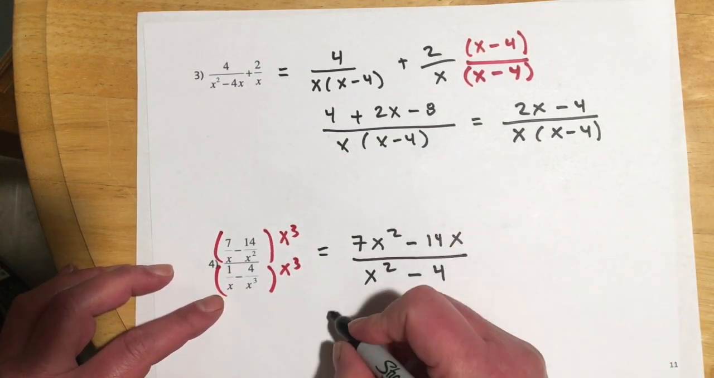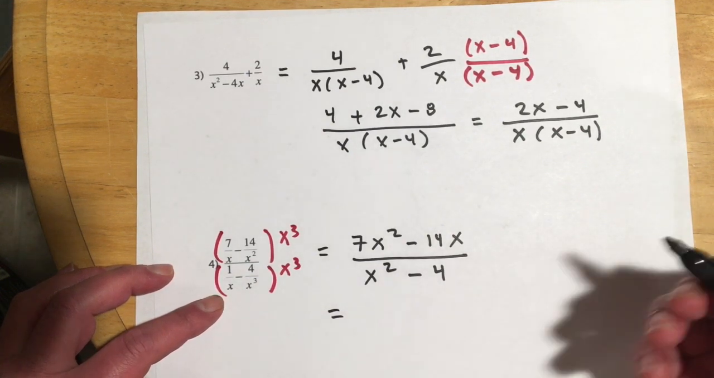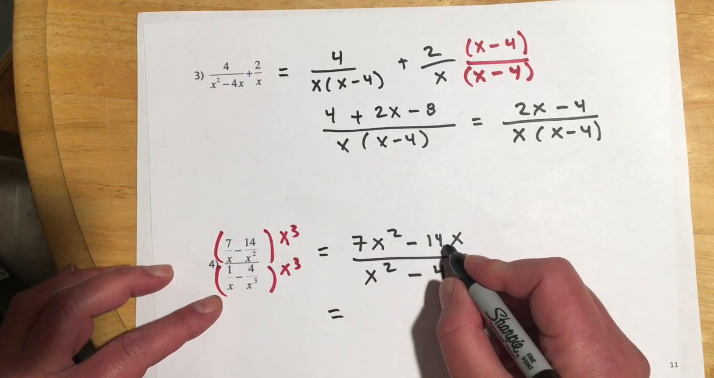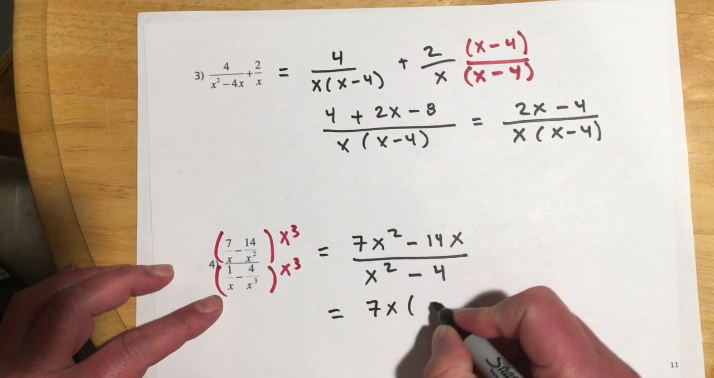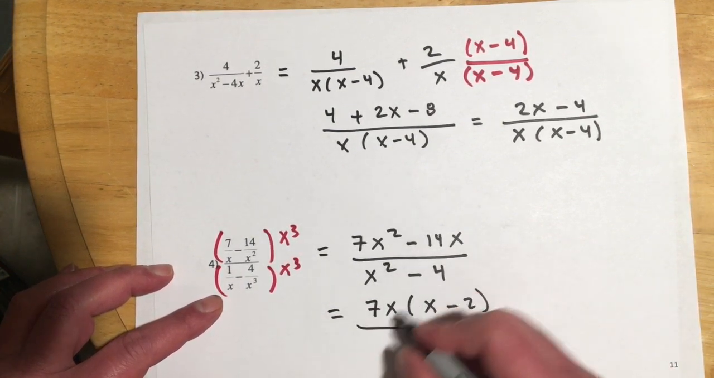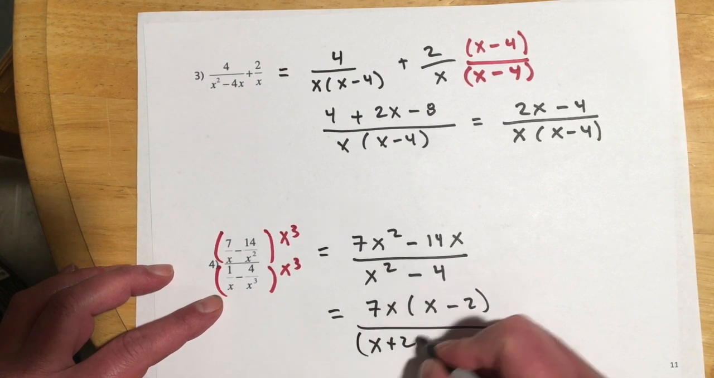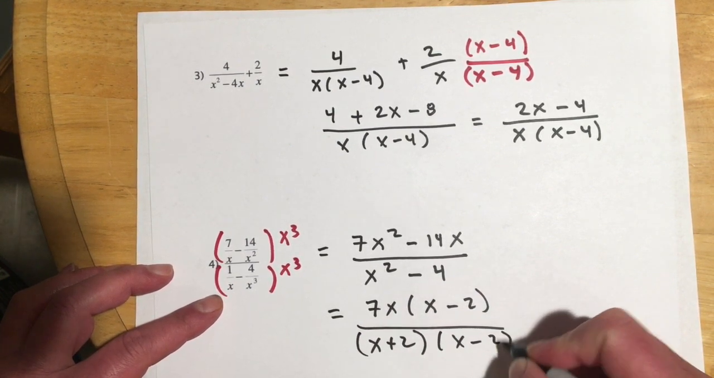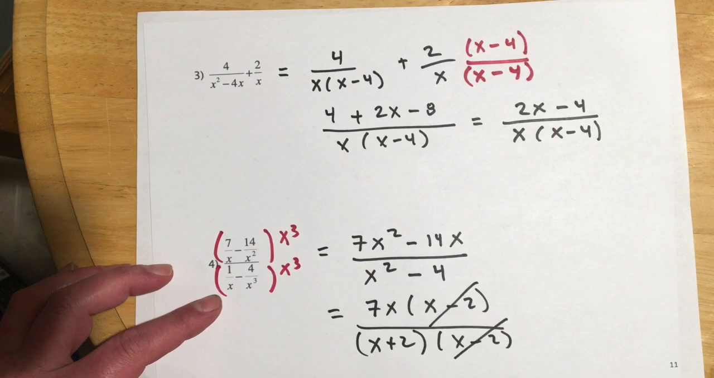And then this I need to see if it factors, which it does, and then if I can cancel it. So the numerator's got a 7x in common, so that's going to leave me an x minus 2. And downstairs, x plus 2 and x minus 2. And then those reduce.